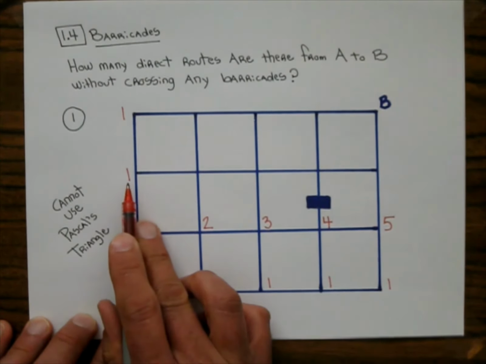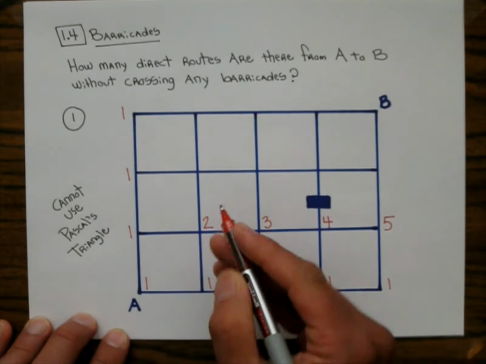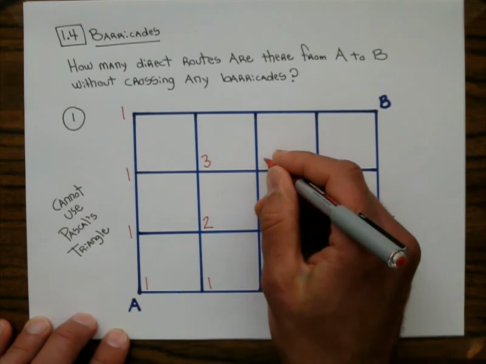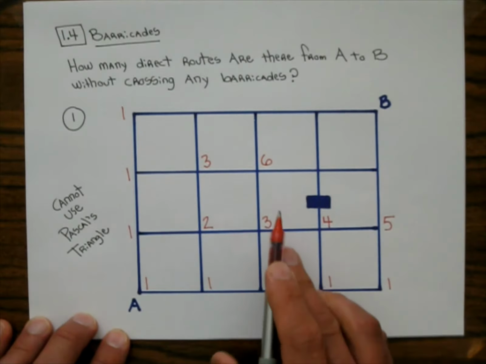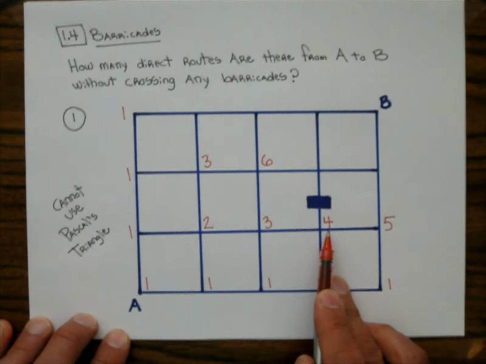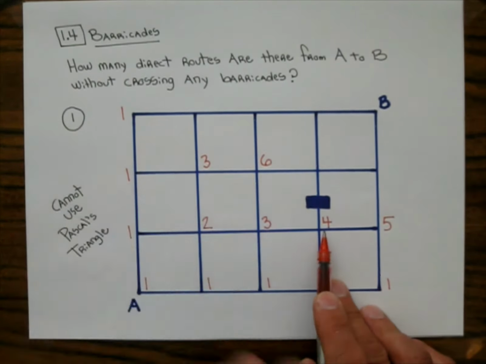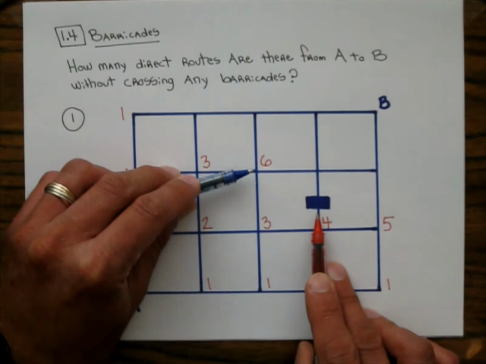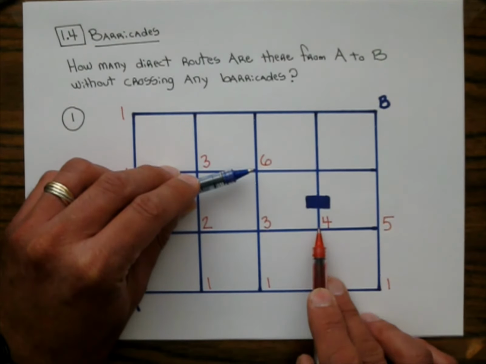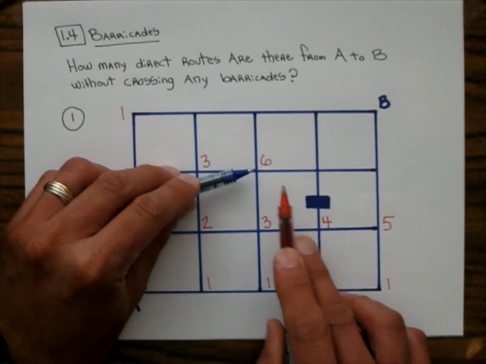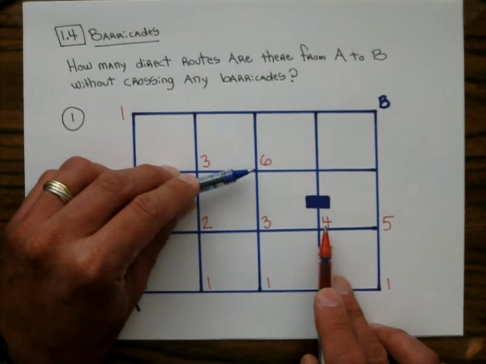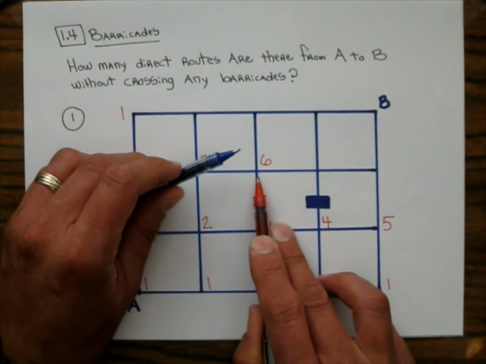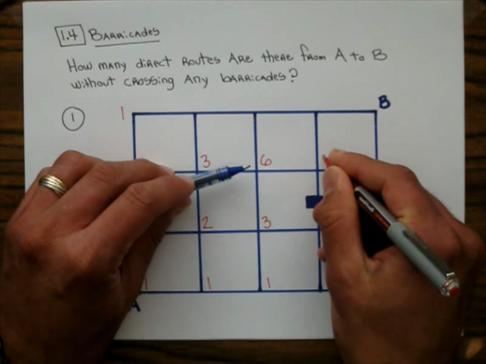Now we're going to move up to the street. 1 plus 2 is 3. 3 plus 3 is 6. And normally we would say 6 plus 4. But look at this. You cannot come from this 4. This 4 is blocked with the barricade. Do you see that? So instead of going 6 plus 4, the only ways you can get here are from over here if you're doing direct routes. So you have to put a 6 there.